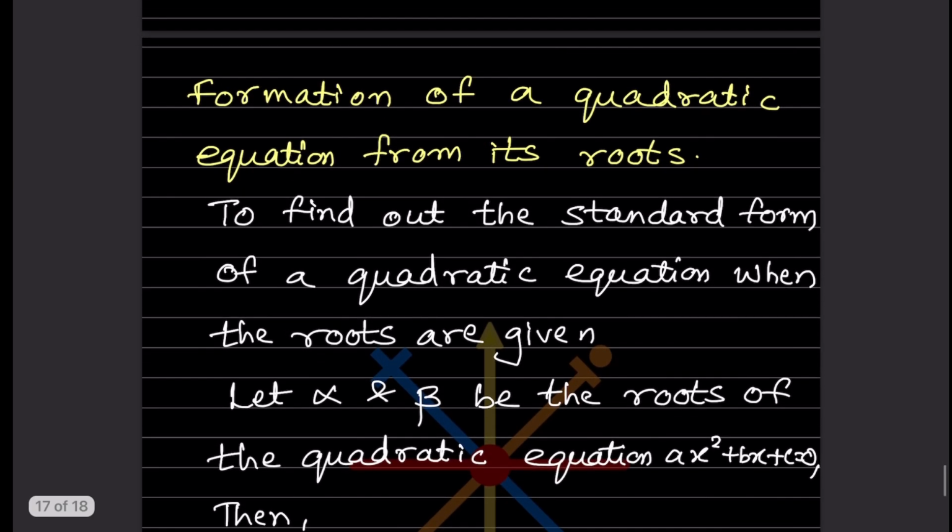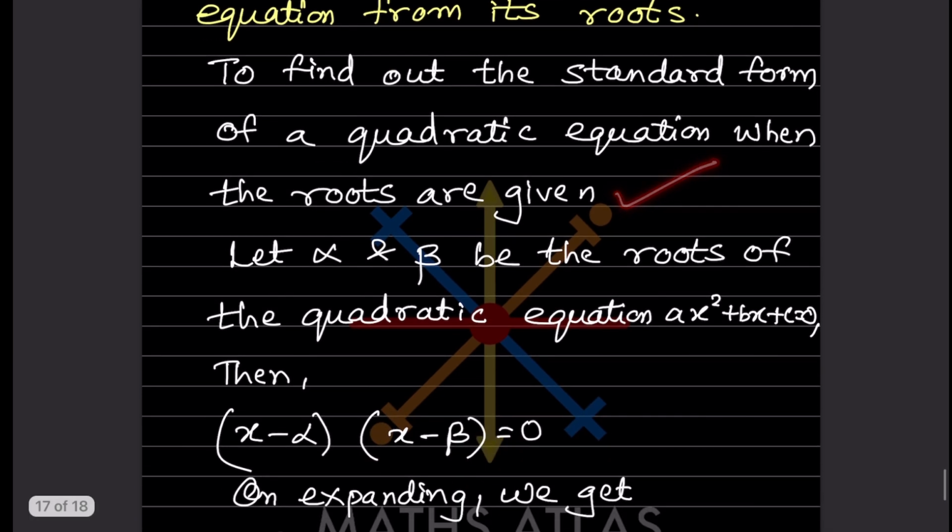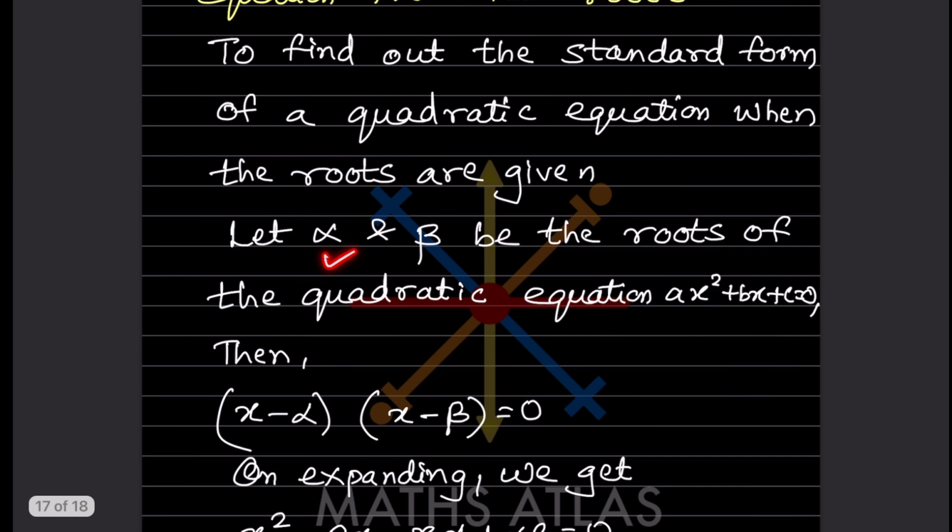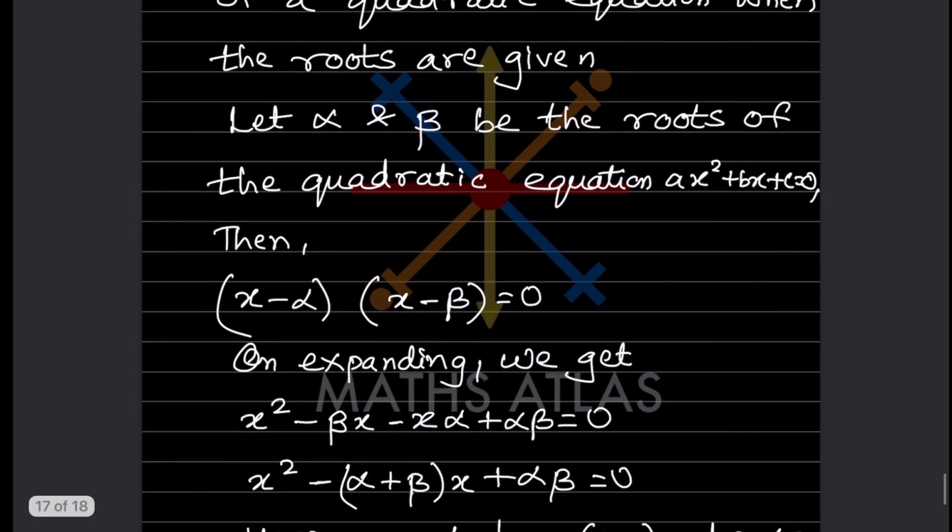So now let us see the formation of a quadratic equation from its roots. How to find a quadratic equation from its roots? To find the standard form of a quadratic equation when the roots are given. So now let us consider alpha and beta to be the roots of a quadratic equation, ax square plus bx plus c is equal to 0. Then what will you write here? x minus alpha into x minus beta, that is 0.